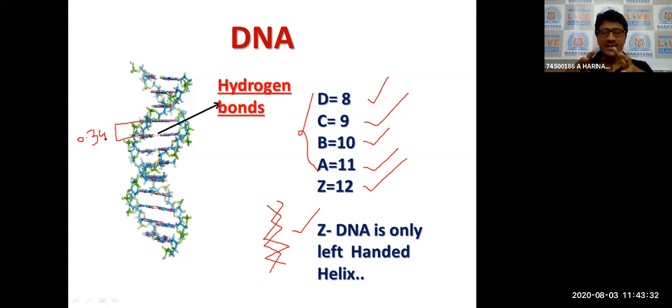And zDNA consists of the highest number of base pairs, 12 base pairs, and it is a left-handed helix. It is not a right-handed helix. It is the only left-handed helix, and it is in the form of a zigzag also. That's why it is called zDNA.